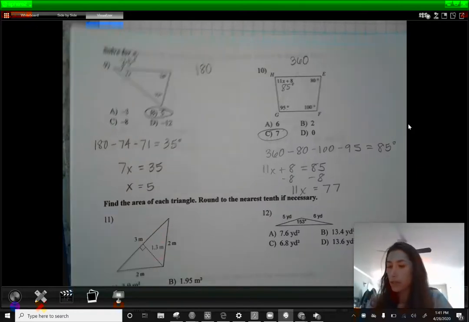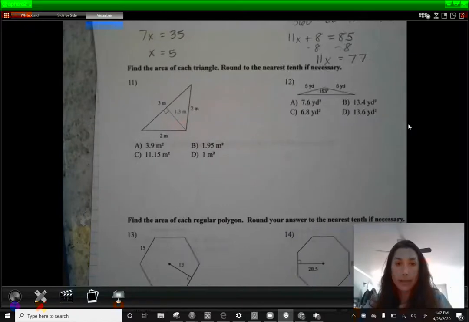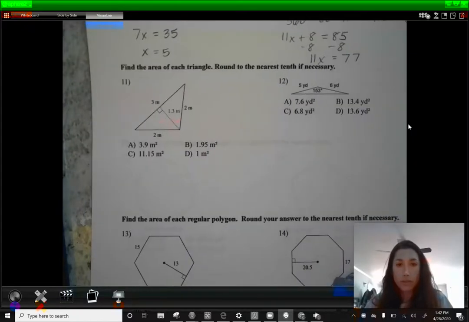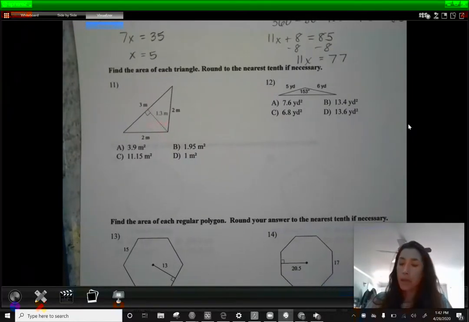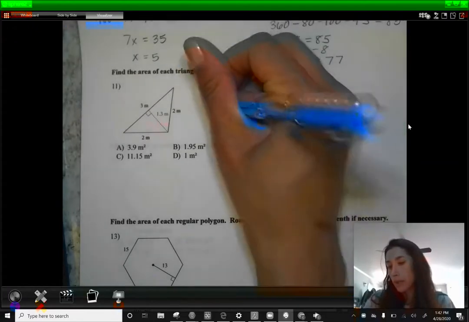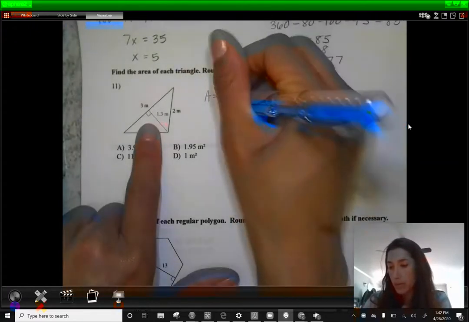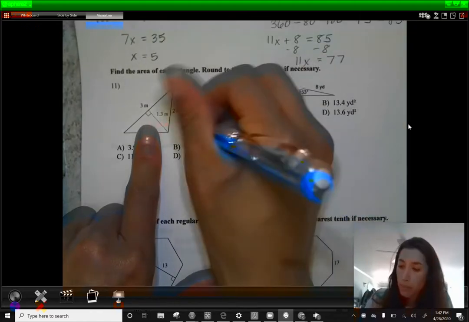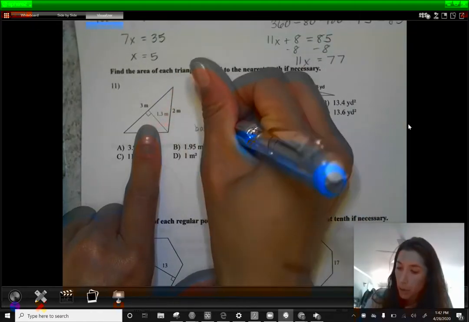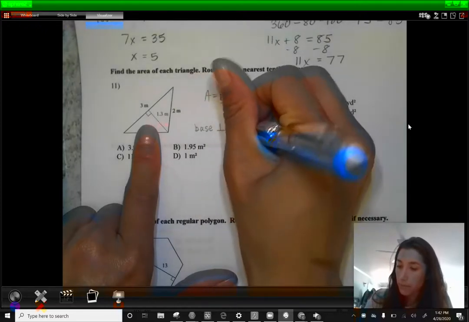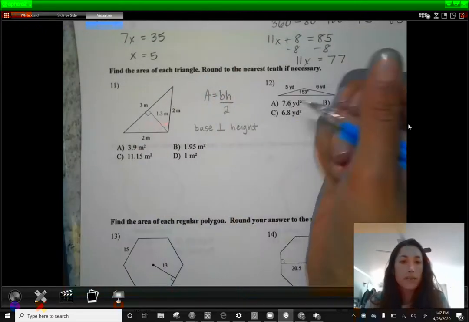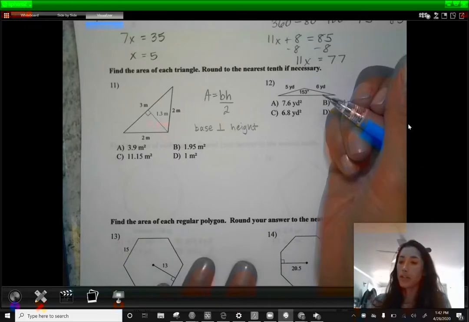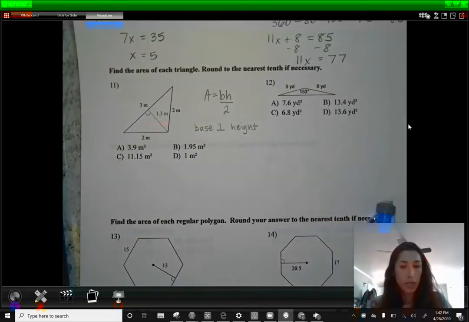Now we're moving into the area portion of the test. So remember, for triangles, we have two different formulas. One formula that we're going to use for this problem is base times height divided by 2. And something that you need to keep in mind is that the base needs to be perpendicular to the height. So you need to have some type of right angle symbol in that shape. Okay, so for this shape here, I have a right angle symbol.